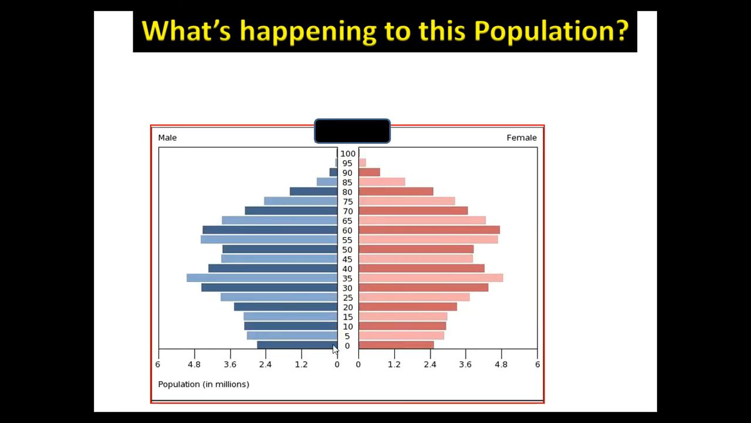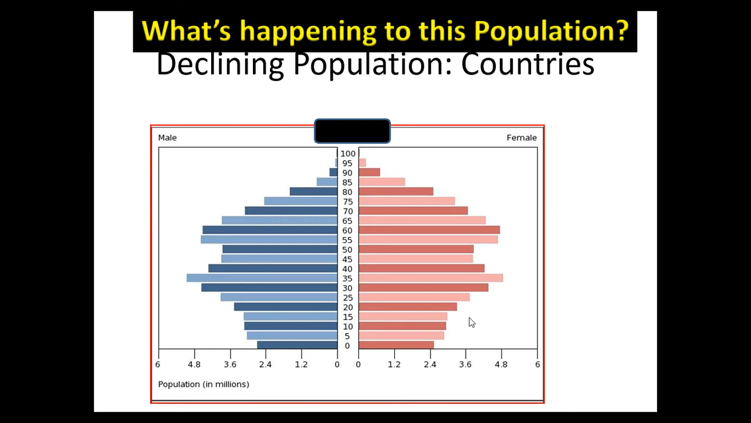There's not a lot of young people. That means that the people that are of sexual maturity probably already had kids. And those that are alive and past sexual maturity are now, of course, not having kids because they're too old to do that. So there's lots of old individuals and very few young individuals. This would be a pyramid that would fall over. This would be a declining population.